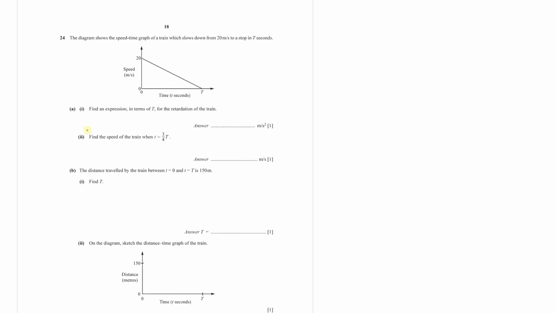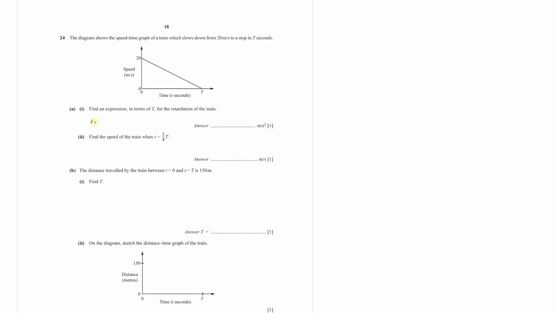So question number 24. The diagram shows the speed time graph of a train which slows down from 20 meters per second to a stop, which is zero speed, in t seconds. Find an expression in terms of t for the retardation of the train.